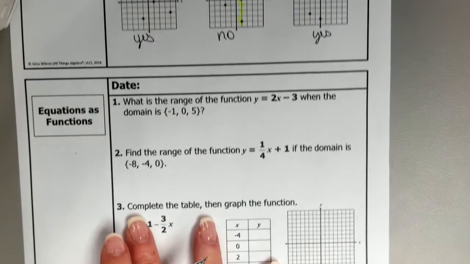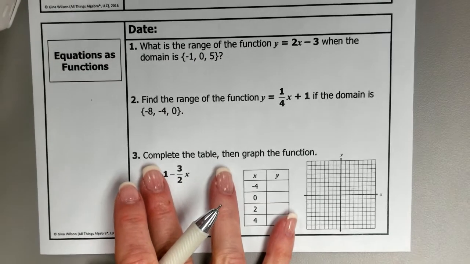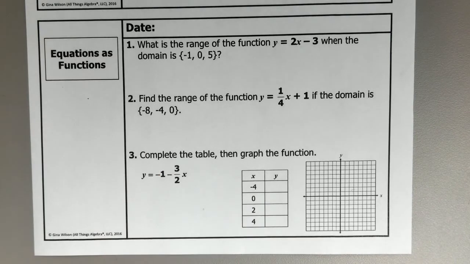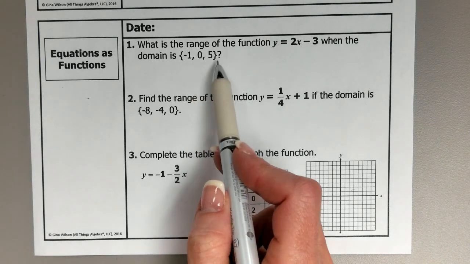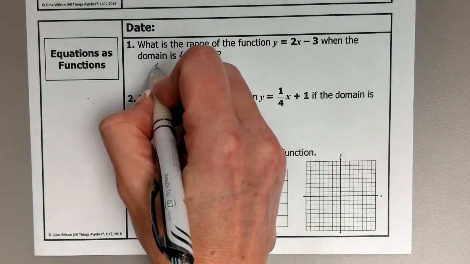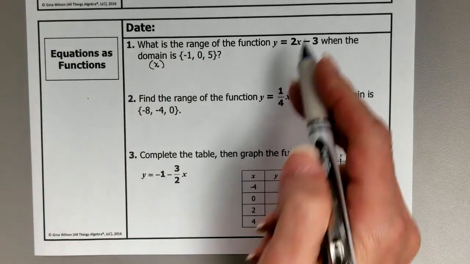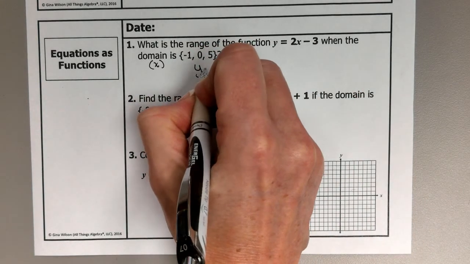All right, then on the bottom part, it said, what is the range of the function y equals 2x minus 3 when the domain is -1, 0, and 5. So remember, this is your x. Okay. They're giving you this equation.